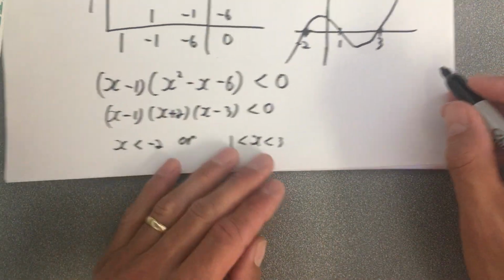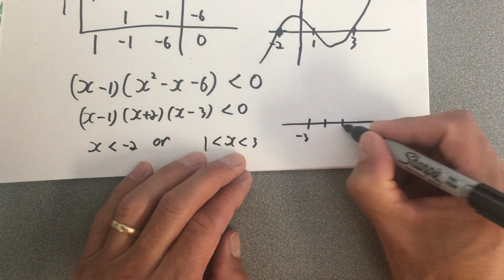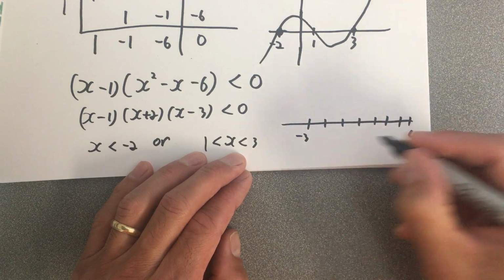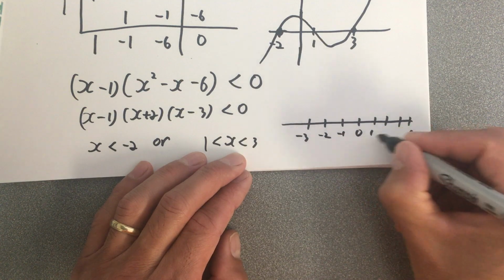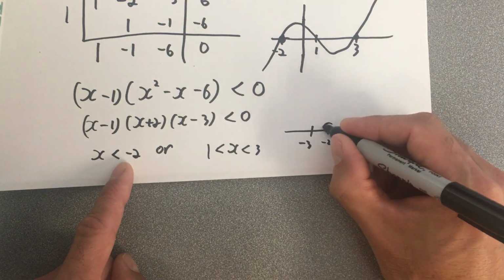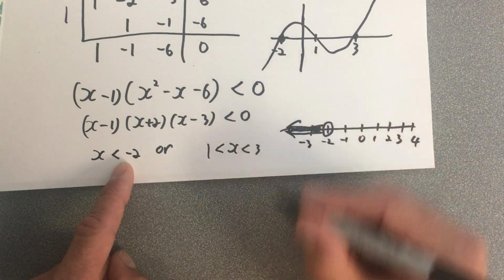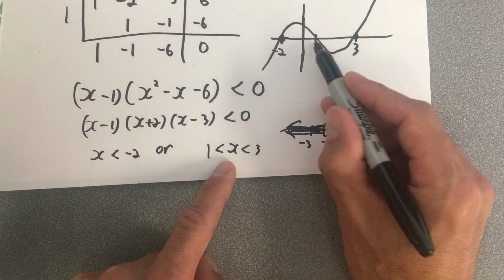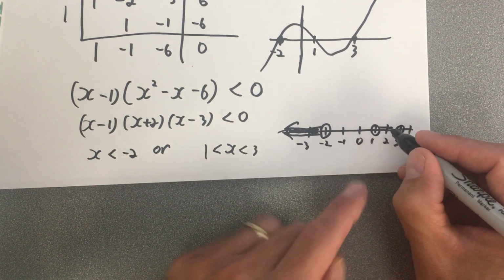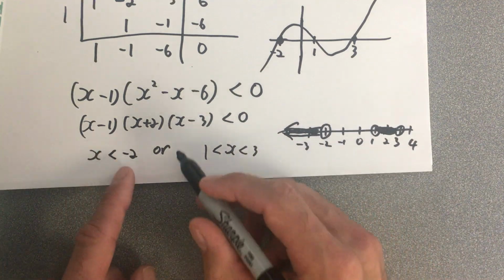So to plot that on a number line, negative 3, negative 2, negative 1, 0, 1, 2, 3, 4. x is strictly less than negative 2, so I'm going to circle it because it doesn't include negative 2. It's strictly less, so here, that's where x is less than negative 2. Or x is between 1 and 3. So I'm going to circle the 1, I'm going to circle the 3, and color in that portion in between. So here's how I would graph on a number line the solution to this inequality.